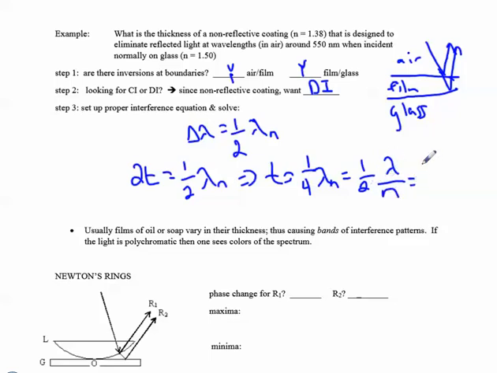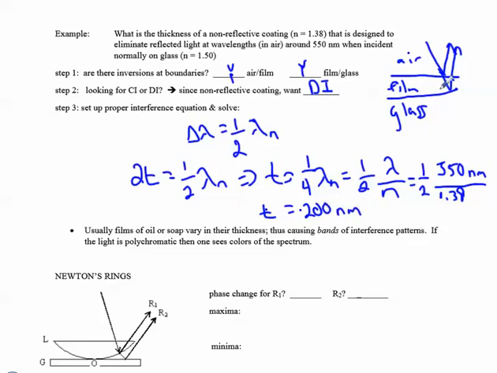So put this all together, we get 1/2. We can leave the wavelength in nanometers, 550 nanometers, divided by the film's index, 1.38. Punch out the numbers and we see that t is equal to 550 divided by 2, divided by 1.38, which is almost exactly 200 nanometers.